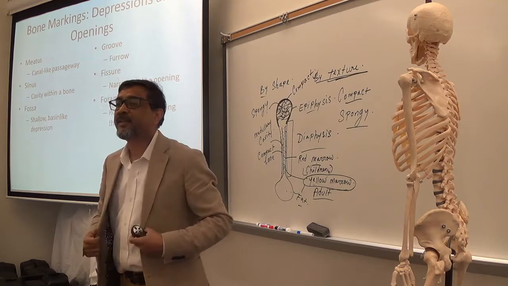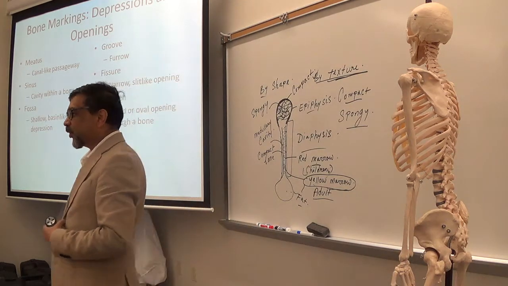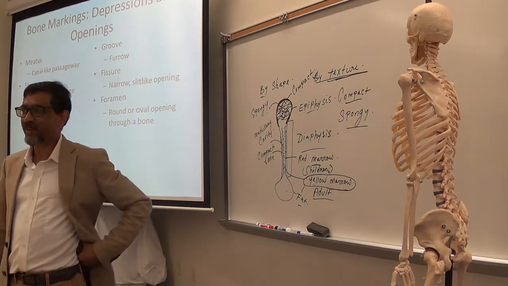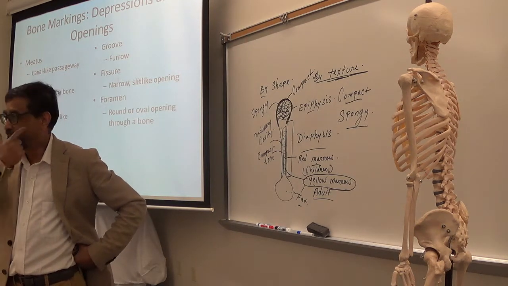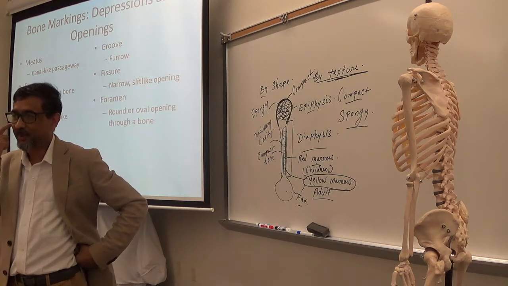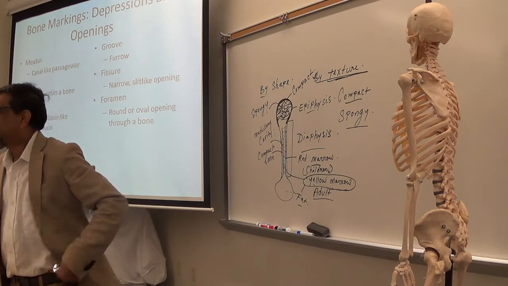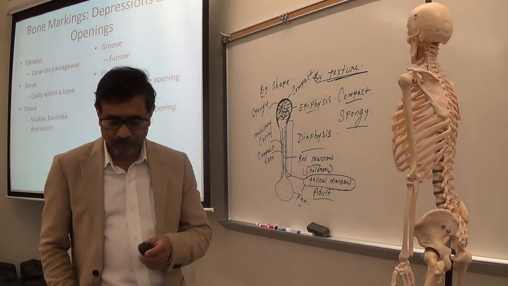Sinus, a cavity inside the bone. Which bones have many sinuses? Facial bones, right? For example, the largest sinuses are in the maxillary bone, right? You know that. Frontal sinuses in the frontal bone, right? So, an air-filled cavity inside the bone.